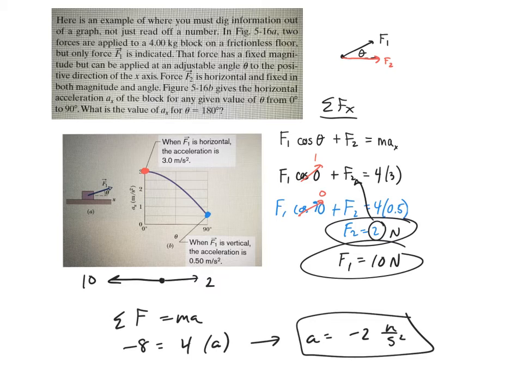So sure, cosine 180 is negative 1. Negative 1 times 10 is negative 10. This becomes negative 10 plus 2. Well, I just got negative 8 by looking at the problem. So if you want to plug the 180 in, go ahead and do it. But recognize that 180, as Chip said, simply means we're acting to the left. Okay, that force is acting to the left.